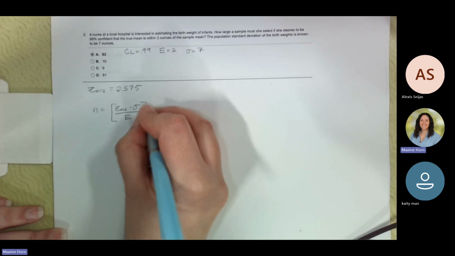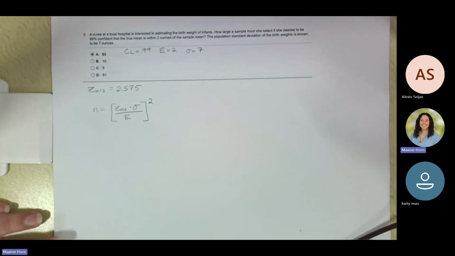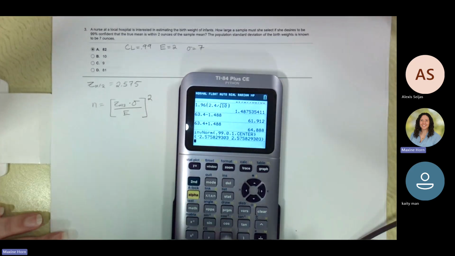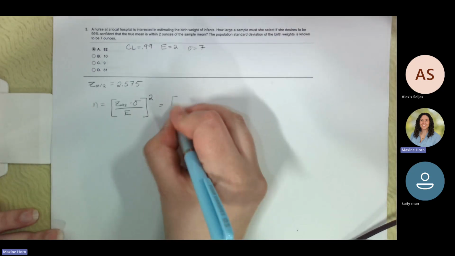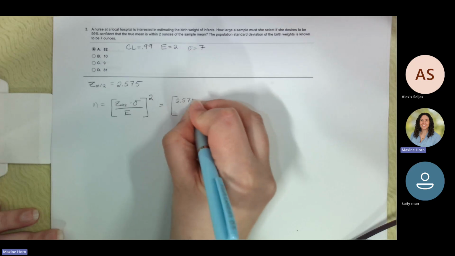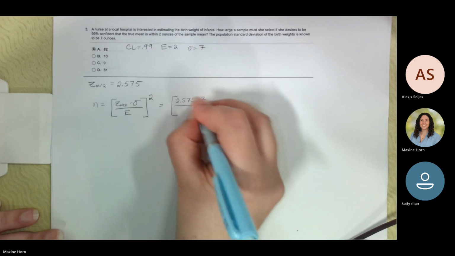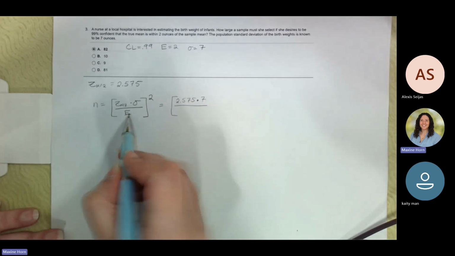And then we're going to take that and plug it into our formula, which is Z alpha halves times population standard deviation over the margin of error, and that whole thing is being squared, okay? So just be careful of your parentheses when you're doing this, right? 2.575 times, oh, sorry, I should write it out by hand first. 2.575. What was our population standard deviation? It was 7. It's times. What's our margin of error? It's 2.